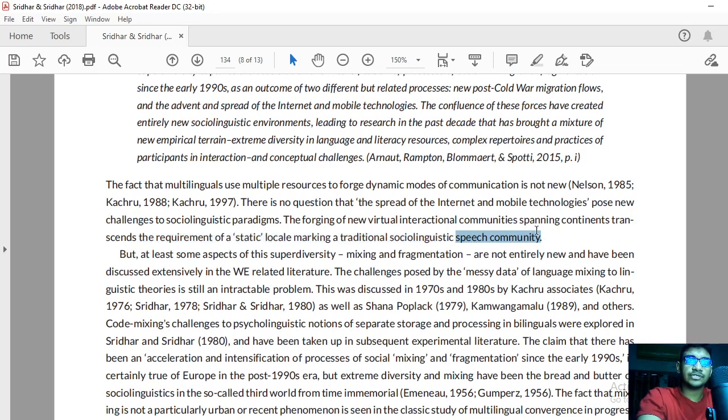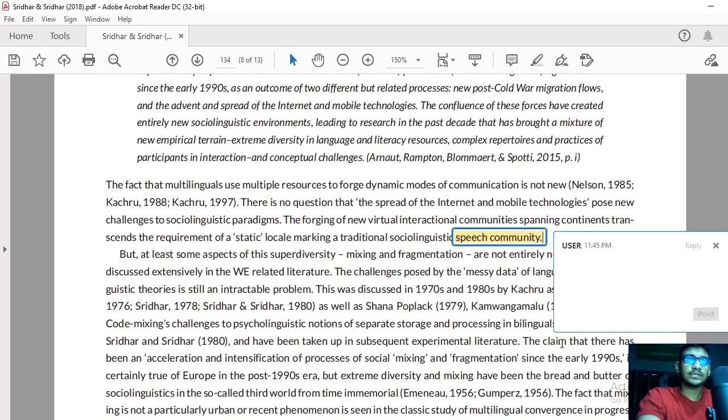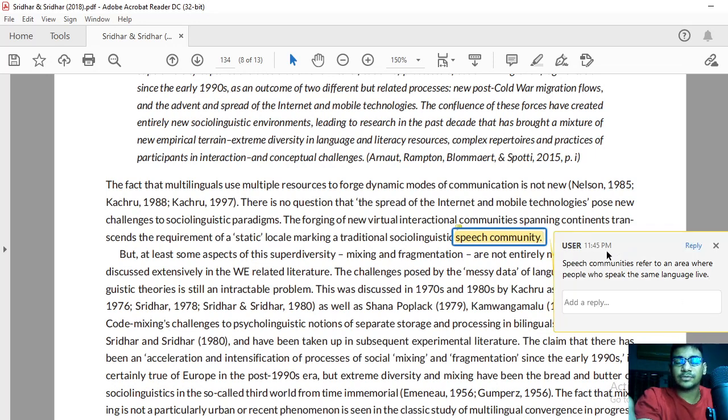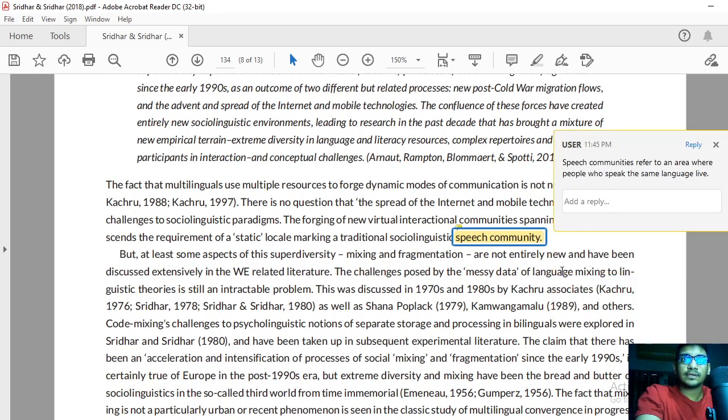Alright, so here now when we say speech community, let's highlight this. Normally speech communities refer to an area where people who speak the same language live. So it could be just a small area, or it could be a big area like a city or a town, or just a small group of people living together. For example, there are Bangla speaking communities in Australia, in Canada, in New York. So those people tend to live together in the same block or in the same blocks. So identity is there, but this was the traditional sociolinguistic definition.